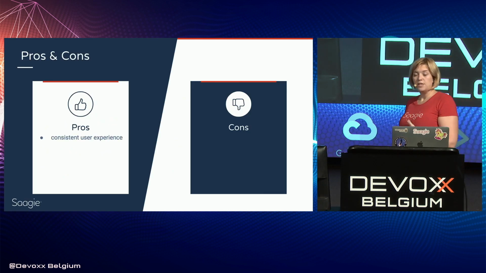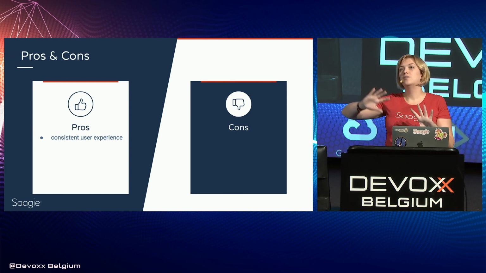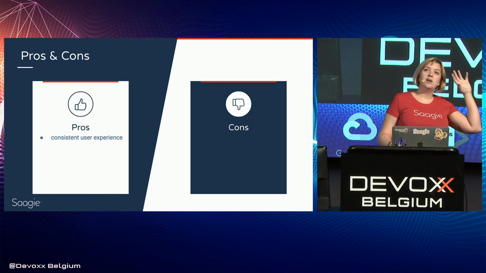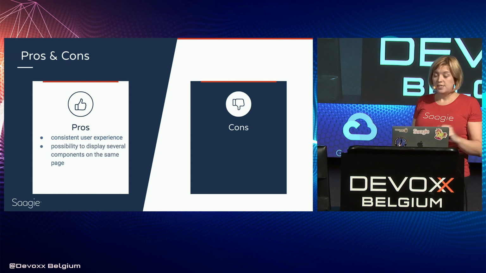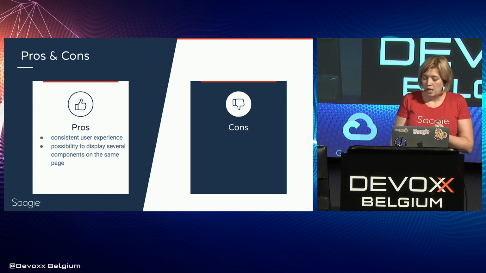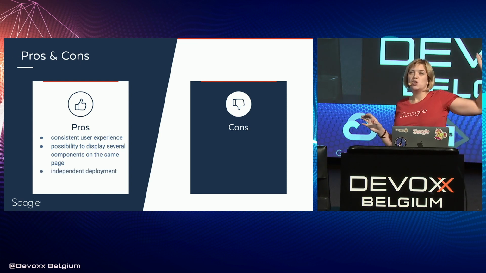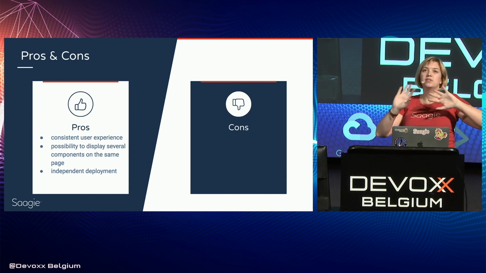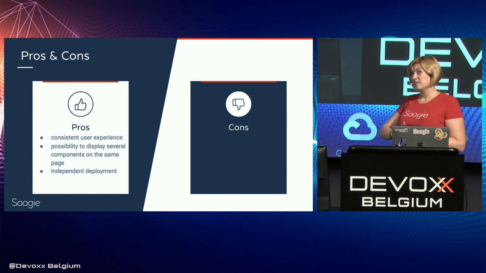This approach has several benefits. First of all, it gave us a very consistent user experience. No matter if you were on the governance application or on the manager application, you were still having the same menus. Plus, it gives us the possibility to display several components on the same page if we wanted to. And we were completely independent on the deployment side, as Saagie layout lifecycle was completely outside of manager and governance lifecycles.